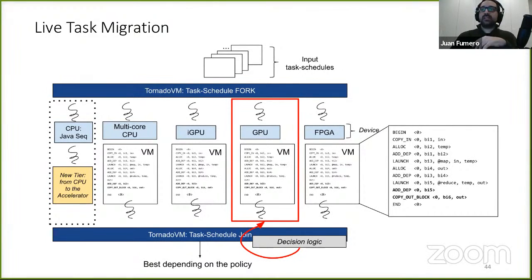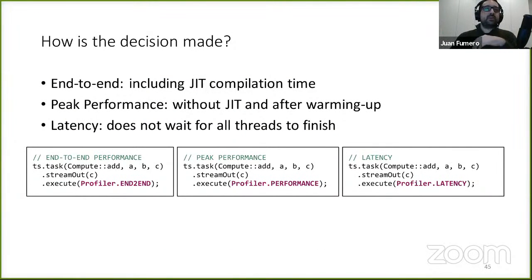Now, how do we do that? Well, it depends. We have what we call policies. We have three policies now: end-to-end policy, peak performance policy, and latency. So we call execute and we pass the policy there. The difference between them is as follows. End-to-end and peak will wait for all the devices to make a decision. The end-to-end will also encounter JIT compilation, so the JIT compilation plus the time it takes to run on the device. The peak performance will not encounter JIT compilation, only the pure execution.